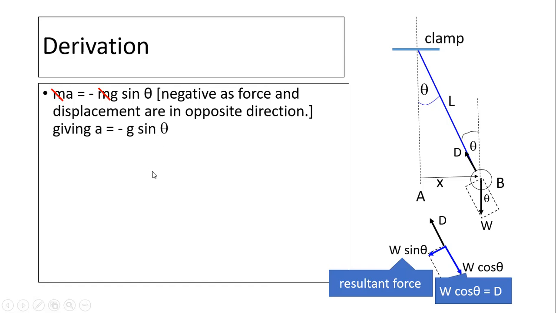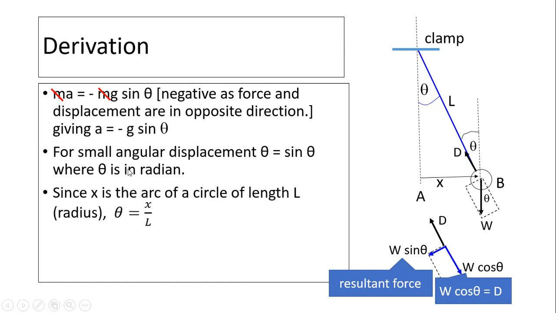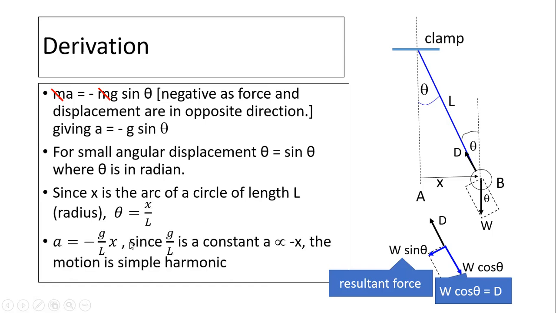Replace the sin theta with x over L. So we get a equals minus g over L times x. Remember, g over L is a constant. So it shows us that a is proportional to minus x. So this is what is required.